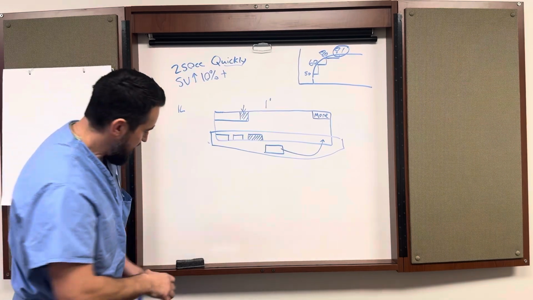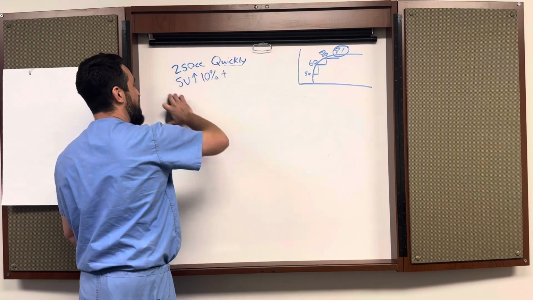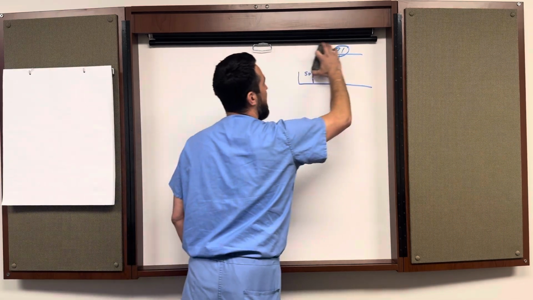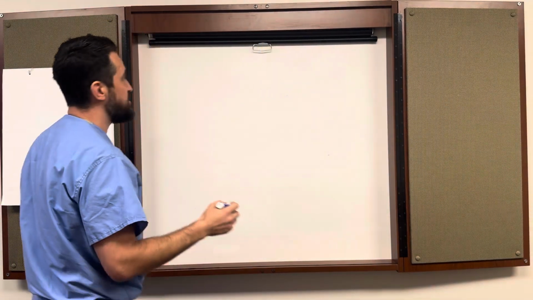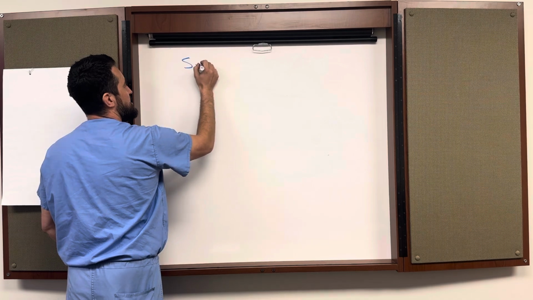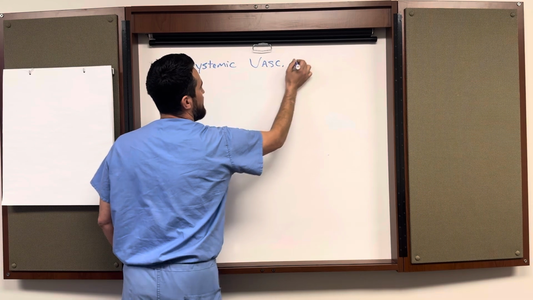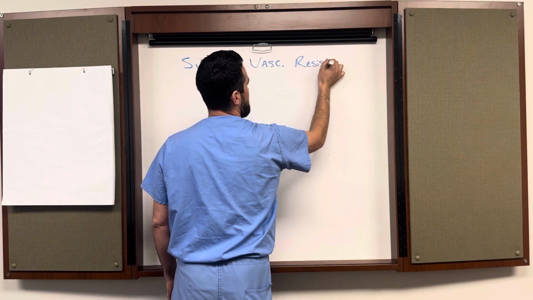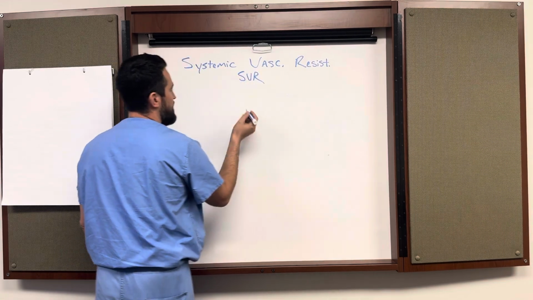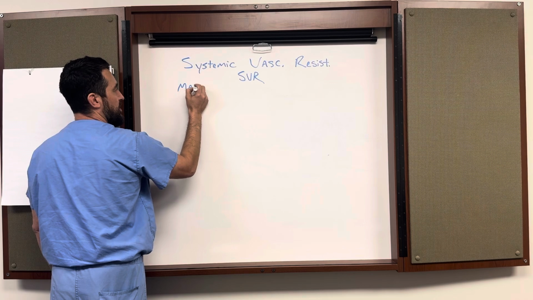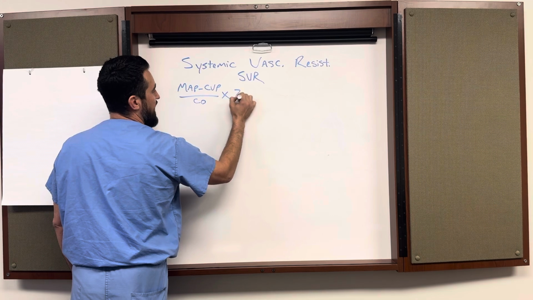All right, next, so we've talked a lot about preload, a little bit about contractility. I'm going to go over the afterload parameters that we utilize, SVR being the one that's most well understood. So SVR stands for systemic vascular resistance. Right? Systemic vascular resistance, or SVR, is a calculation. It is MAP minus central venous pressure, divided by cardiac output, multiplied by 80.